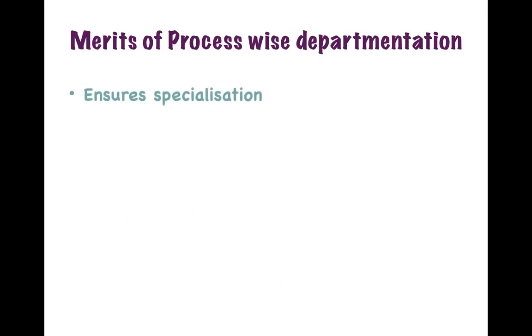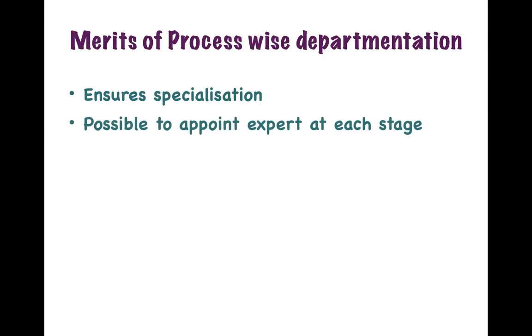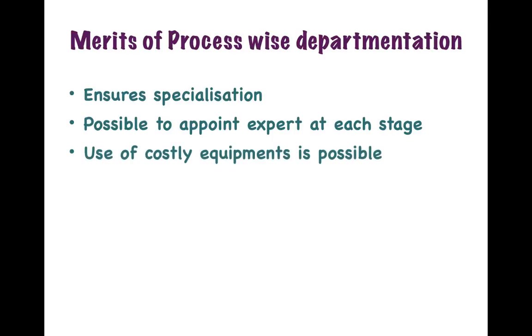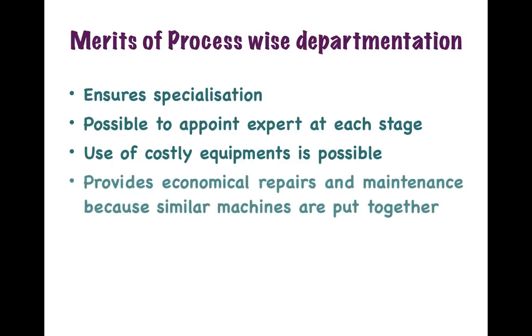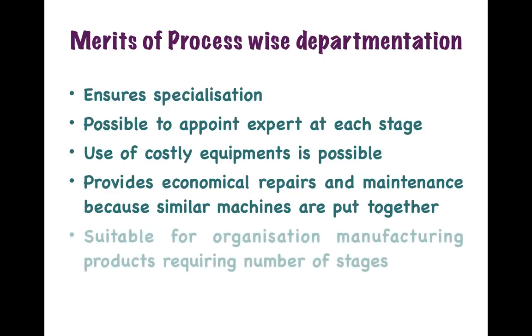What are the merits again in this case? Here we have, because the process is there, so it will help in getting specialization. And since there is specialization, we can appoint expert at each stage. Then we can also use costly equipments because we have experts for each process, so we can afford costly equipments. We can also provide economical repairs and maintenance because all the similar machines of different processes are put together. Suitable for organizations which are manufacturing products because it requires a number of stages. So where there is process involved in manufacturing, that kind of organization can have process-wise departmentation.